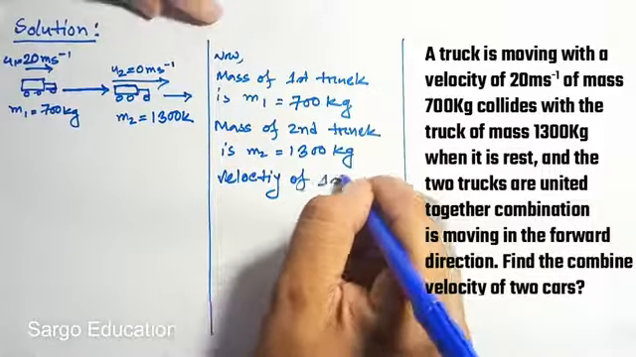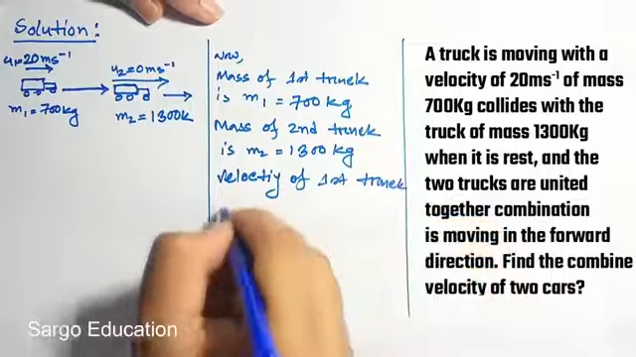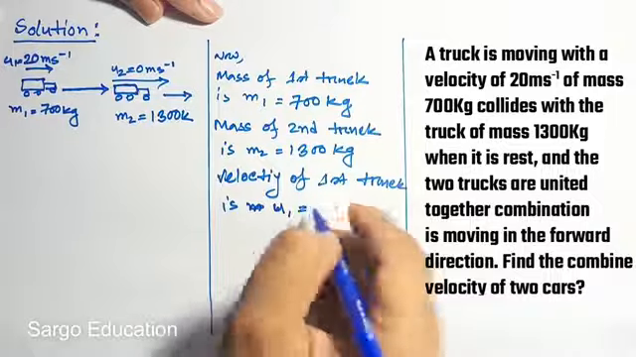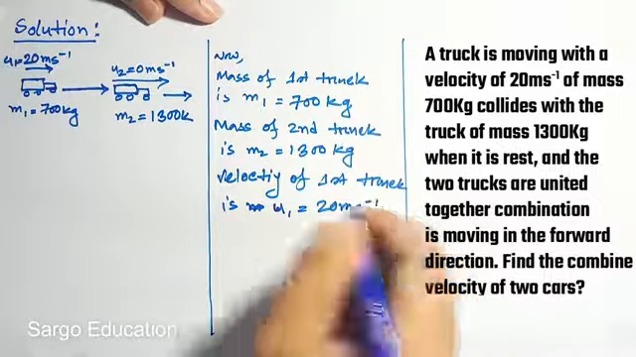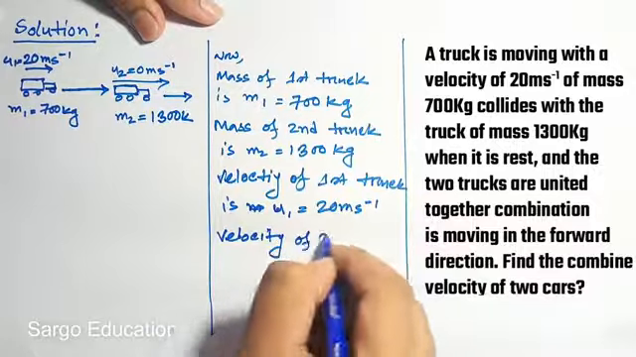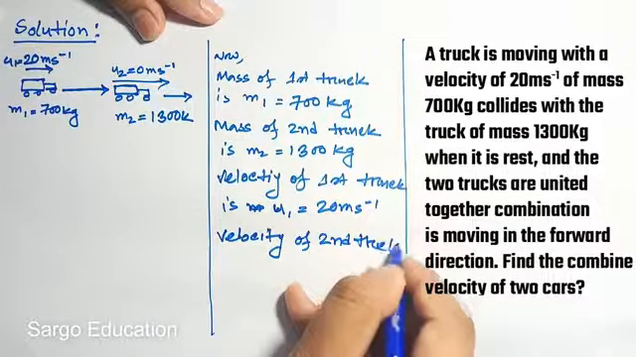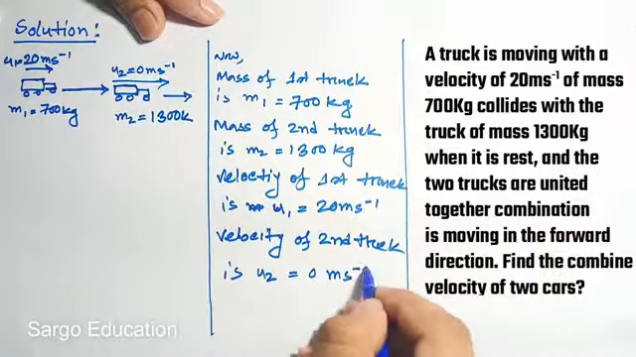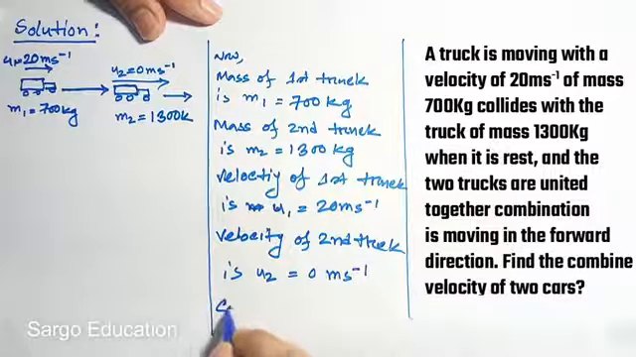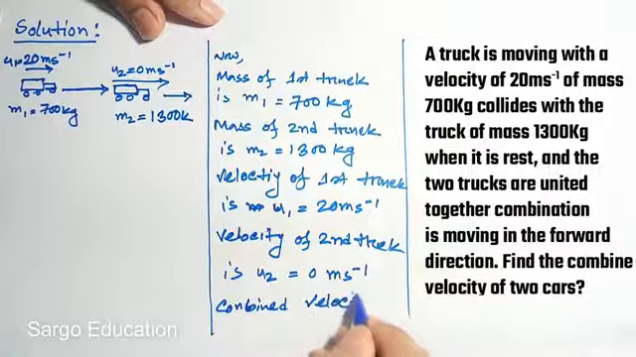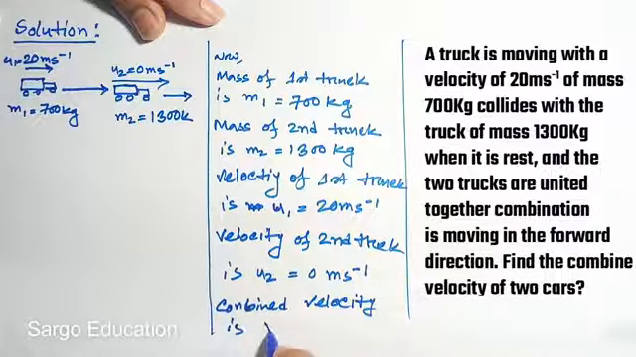Velocity of the first truck is u1, 20 meters per second, and velocity of the second truck is u2 equals 0 meters per second, and the combined velocity is v. Now we have to find out the value of this.